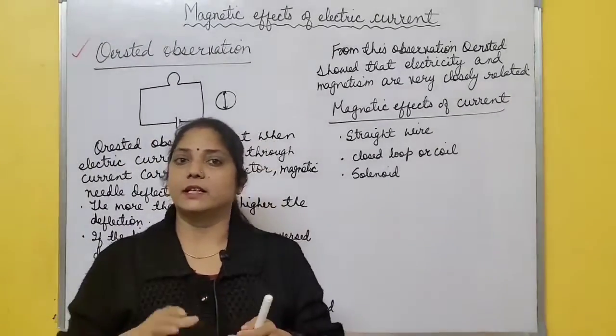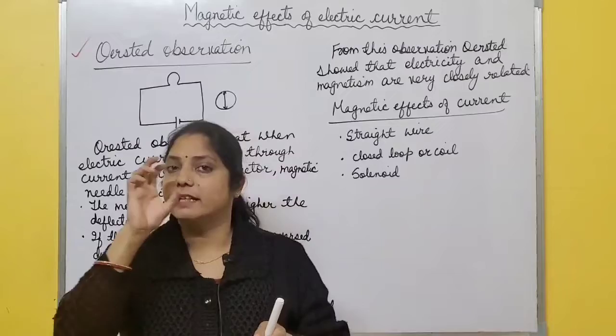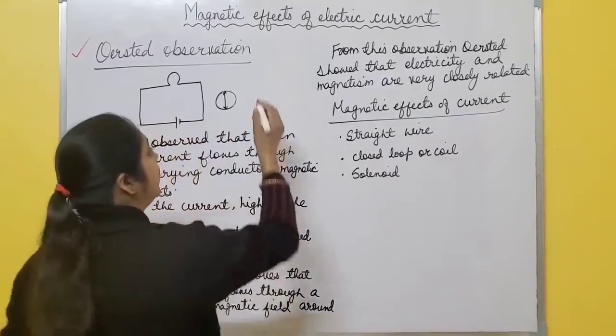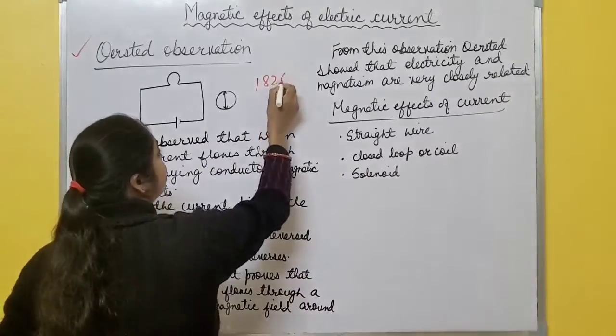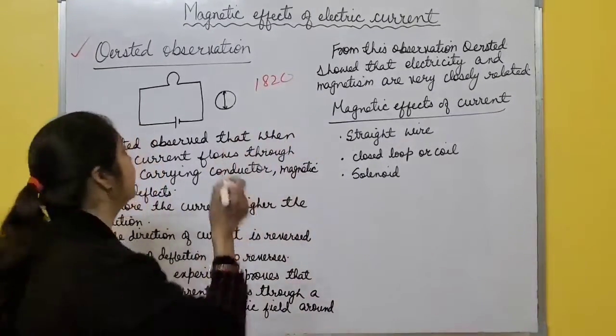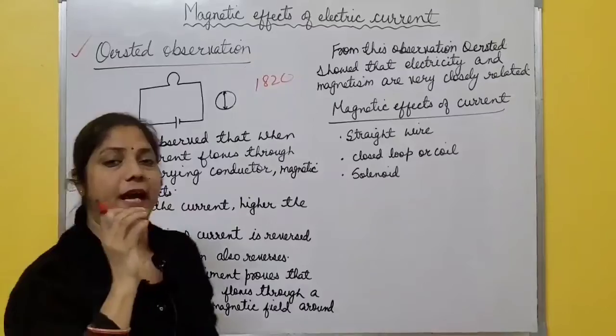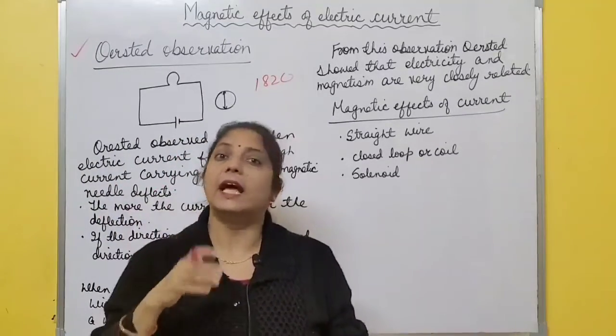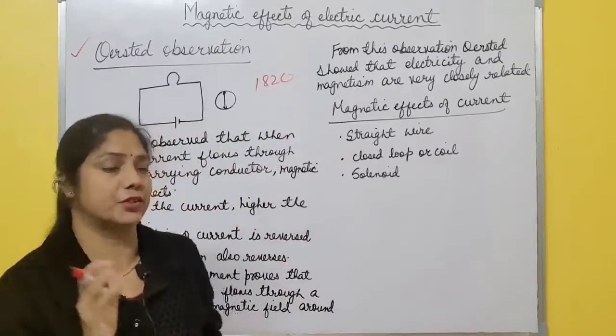For many years, it was thought that electricity and magnetism have no relationship with each other. But in 1820, there was a scientist whose name is Hans Christian Oersted. He observed that there exists a relationship between electricity and magnetism. With the help of one experiment, he proved this.